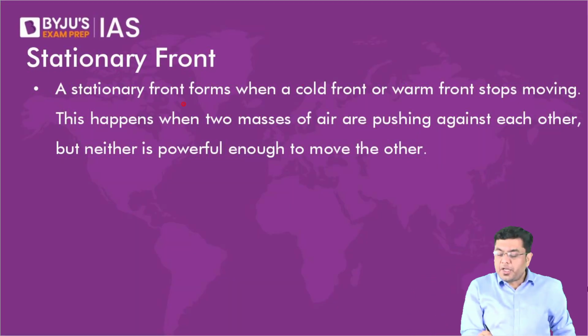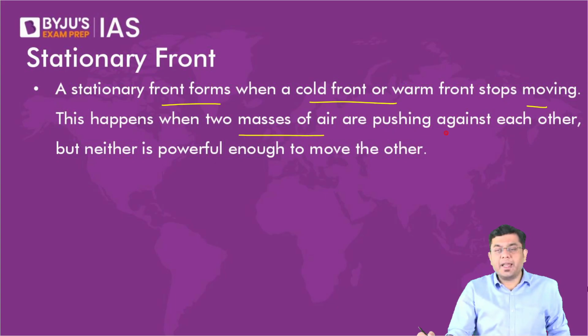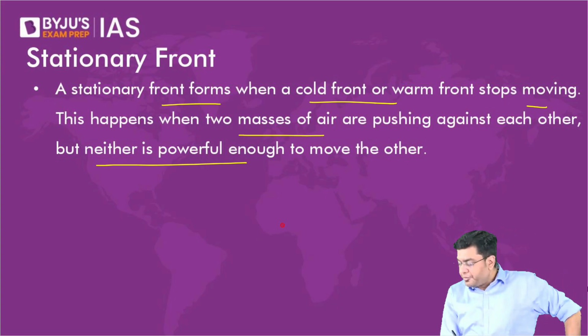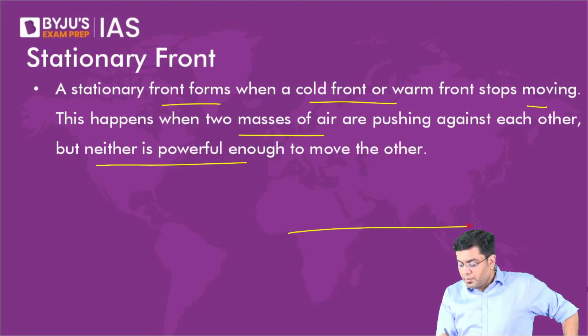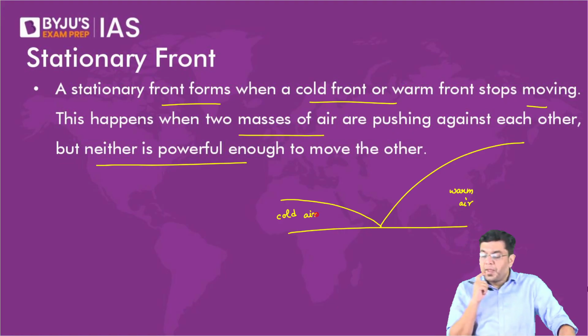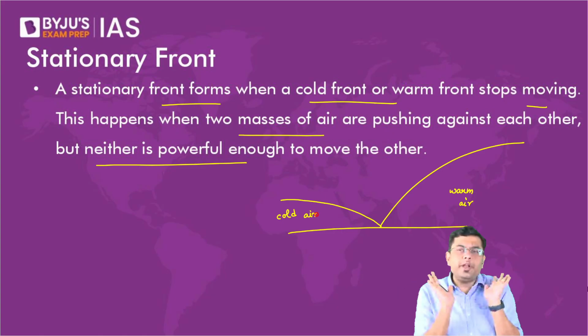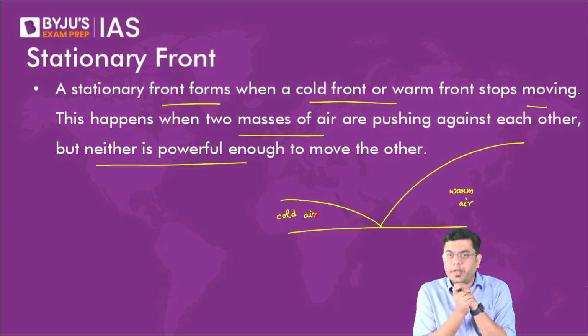So here, a stationary front forms when a cold front or a warm front stops moving, right? This happens when two masses of air are pushing against each other, but neither is powerful enough to move the other. So you have one of them, the cold air, and the warm air. Now they have come in front of each other. They don't have energy to move into each other's territories. That is a stationary front.